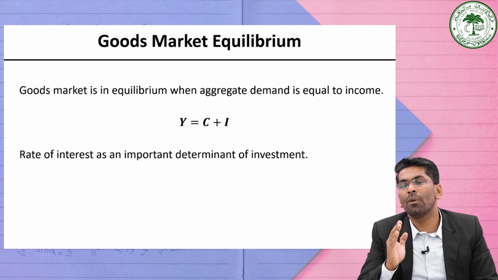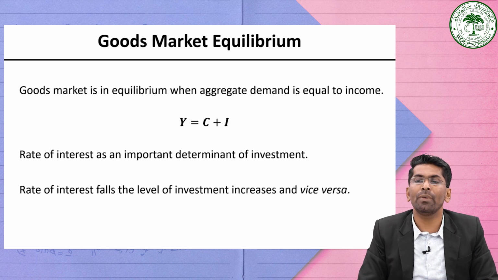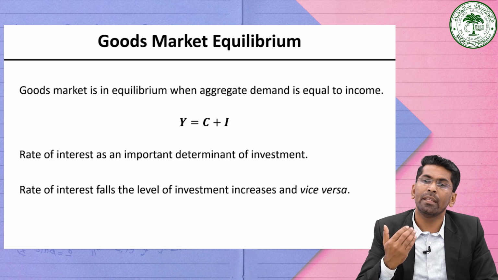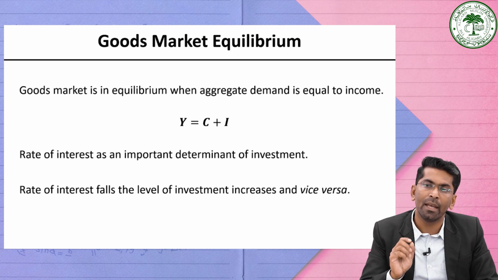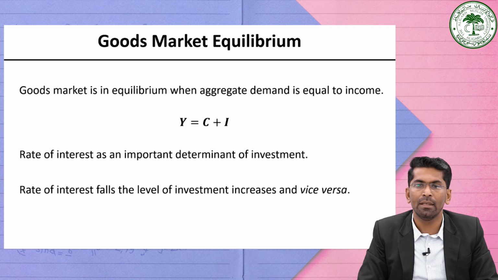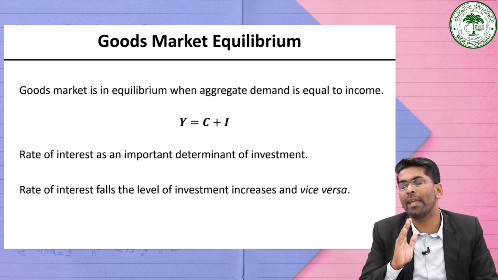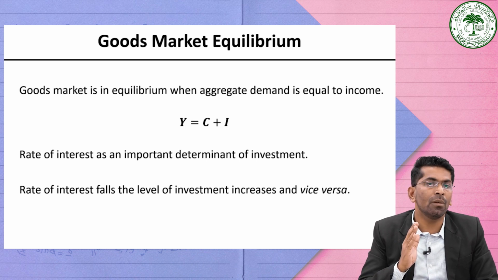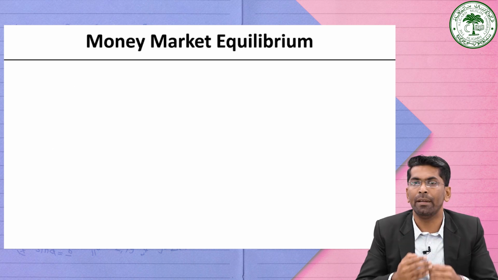The rate of interest is the most important factor that determines the level of investment. If the rate of interest falls, investment increases, and if the rate of interest is very high, investment decreases, which means there exists an inverse relationship between investment and the rate of interest. Thus the rate of interest affects aggregate demand or aggregate expenditure by causing changes in investment demand. So this represents the goods market equilibrium, where we are mainly talking about the saving-investment equality, and this equality is brought about through the rate of interest.